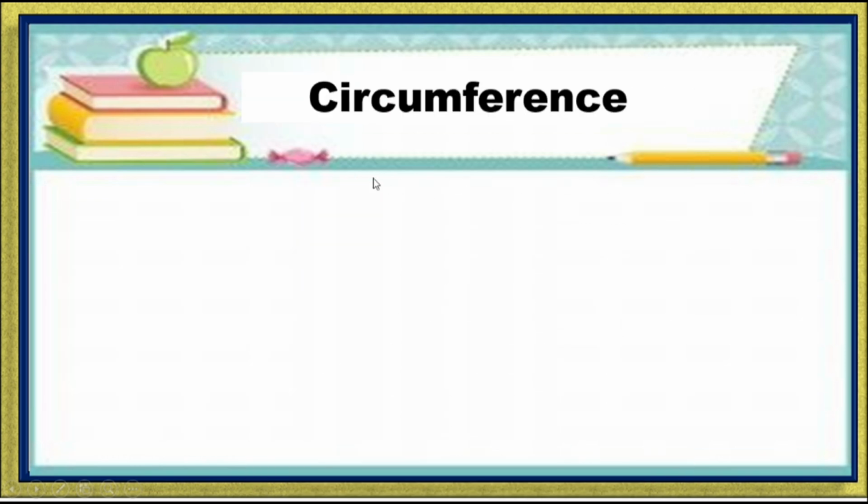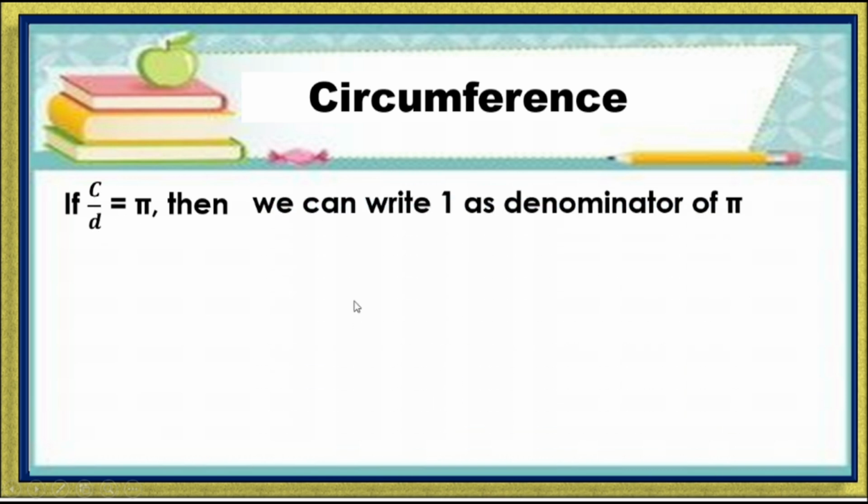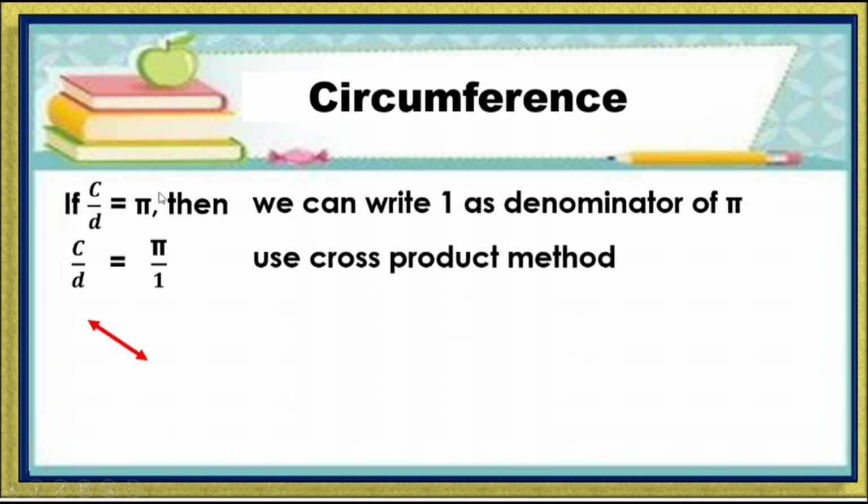So let's discuss now the circumference. If C divided by D, or C over D, so the ratio of C and D is equal to pi, then we can write pi as pi over 1. So C over D is equal to pi over 1. Then the cross product method. So C multiplied by 1, the product is 1C. D multiplied by pi, the answer is pi D.